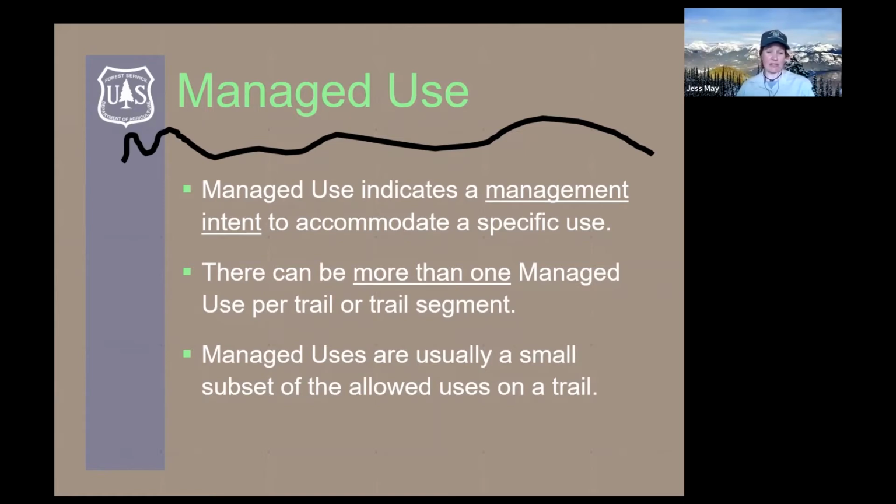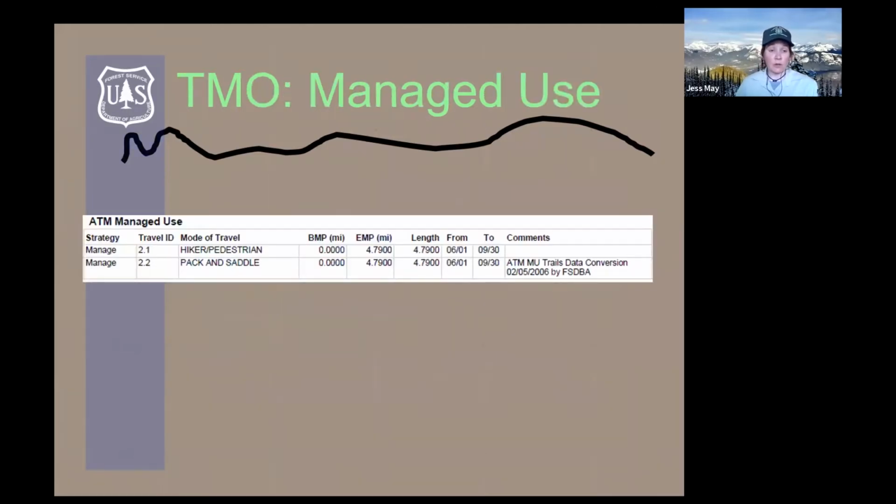And managed uses doesn't mean every use that will be happening on a trail. It's just the ones that we are actively managing for. So in the case of the trail that I've pulled up here, it is managed for hiker, pedestrian, and pack and saddle. It is managed for both of those over the entire length of the trail. This is important. It is only managed for those from June 1st through the end of September. And that's because that's when I have trail crews working every year. If I don't have people working, I can't be managing that trail for people. I mean, you can, but it gets a little bit fuzzy. So there is a season that we are managing the trail for.